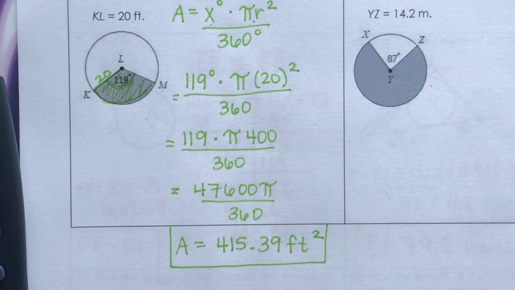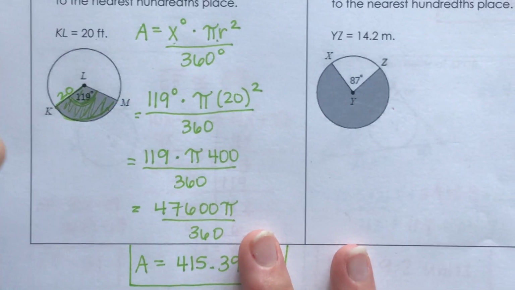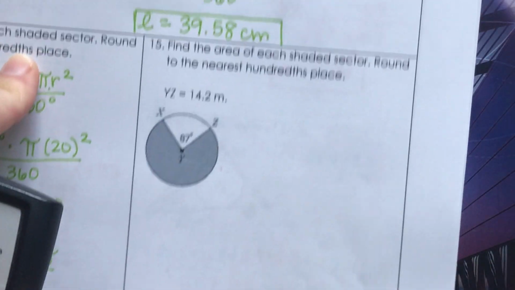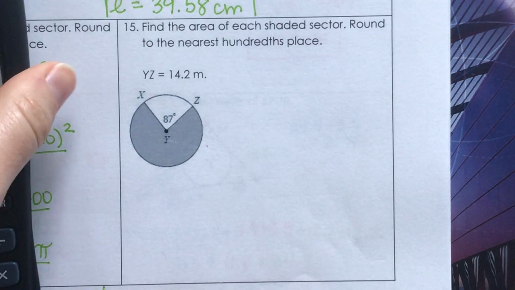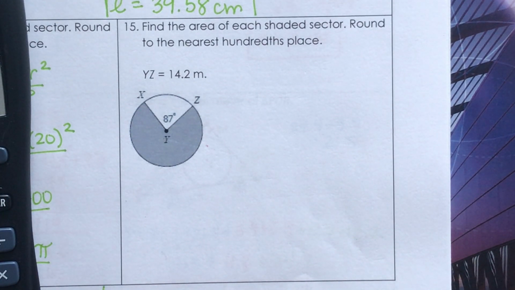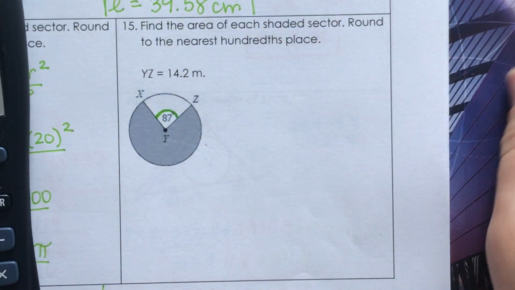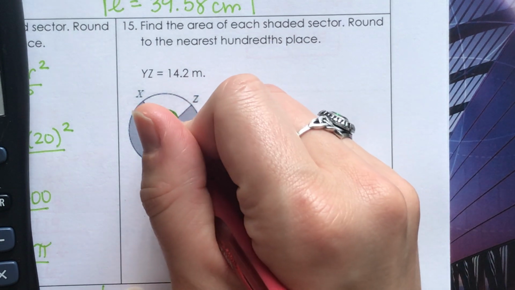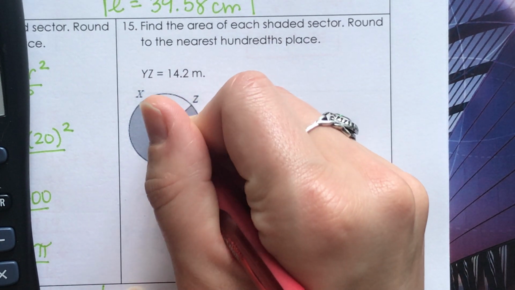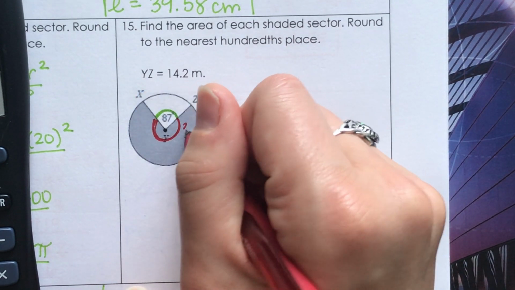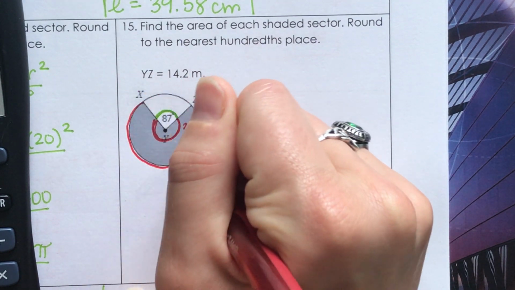All right. This is it, our final math problem together, guys. Get so excited. All right, find the area of the shaded sector, round to the nearest hundredths place. Now, this time I tell you that this angle over here is 87, but that does not help me with this angle over here, because this is the angle I want to know, right? Because this is my shaded sector.